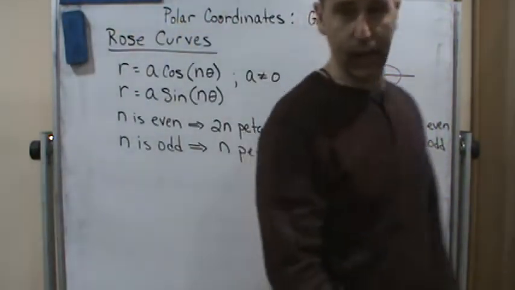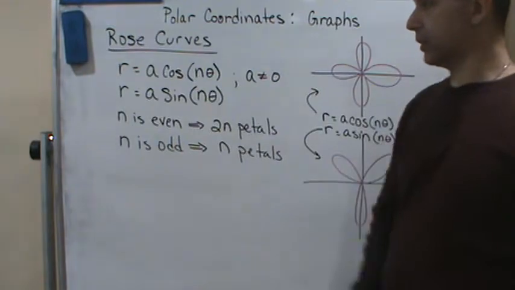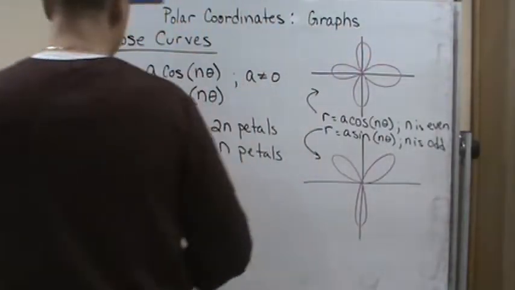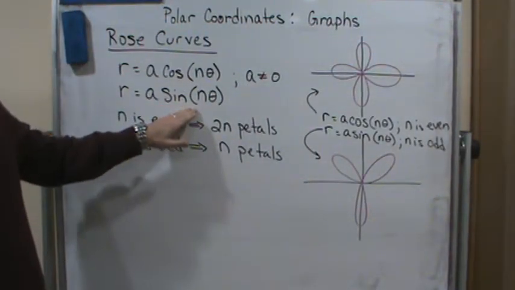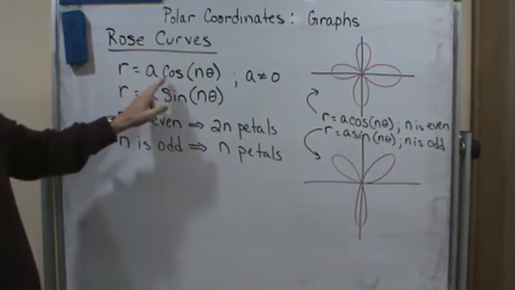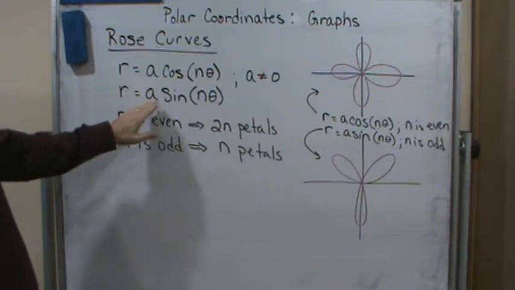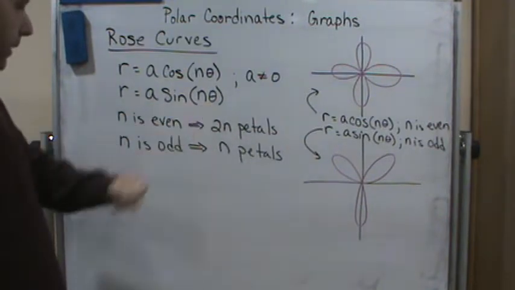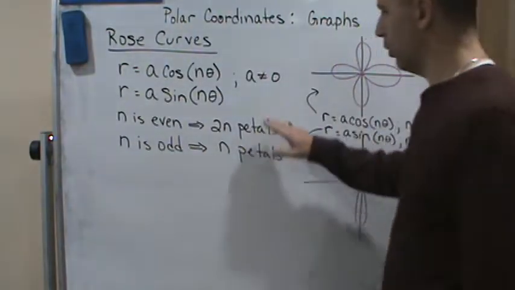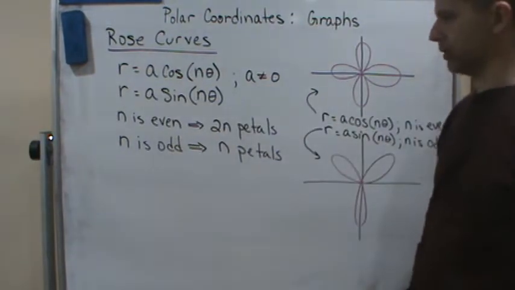Okay, so welcome back, and now we're going to talk about Rose curves. The Rose curves have these two forms: r equals a cosine n theta, and r equals a sine n theta, and a is not equal to 0, of course.